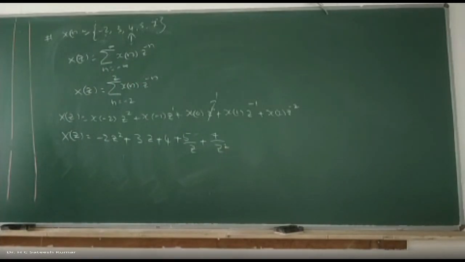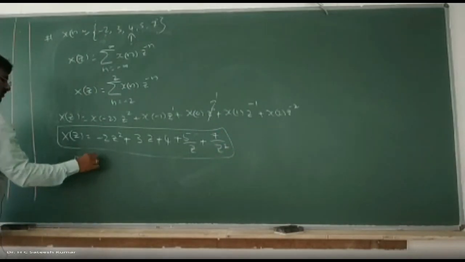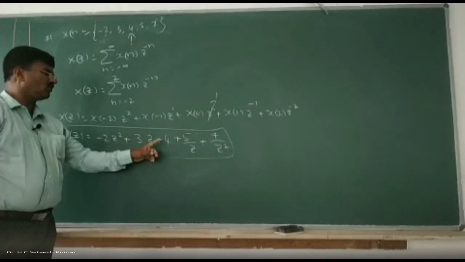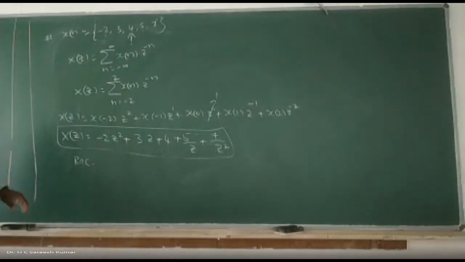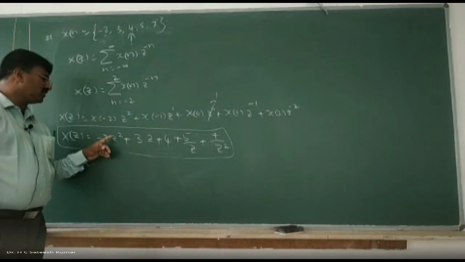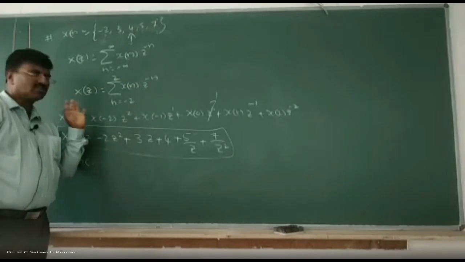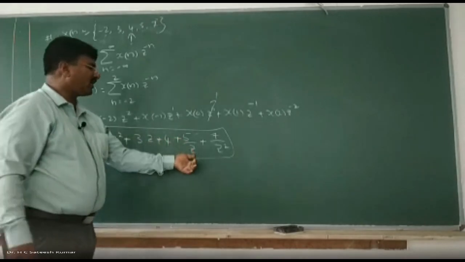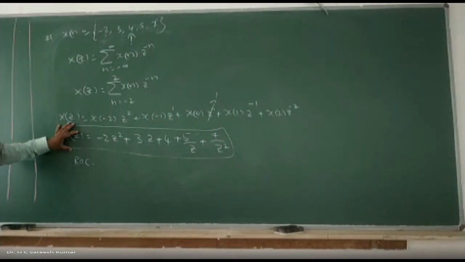So what about the ROC? This is your X of Z. For Z equal to 0, we have 5 by 0 which is infinity, and infinity plus anything is infinity. For 0, it is not obtainable. Now we take infinity: minus 2 into infinity is infinity, and infinity plus anything is infinity. So infinity also doesn't exist. What about other values? Let us take 10. 10 square, 5 by 10, 7, all of them are finite. That means X of Z is obtainable for all values of Z except Z equal to 0 and infinity.